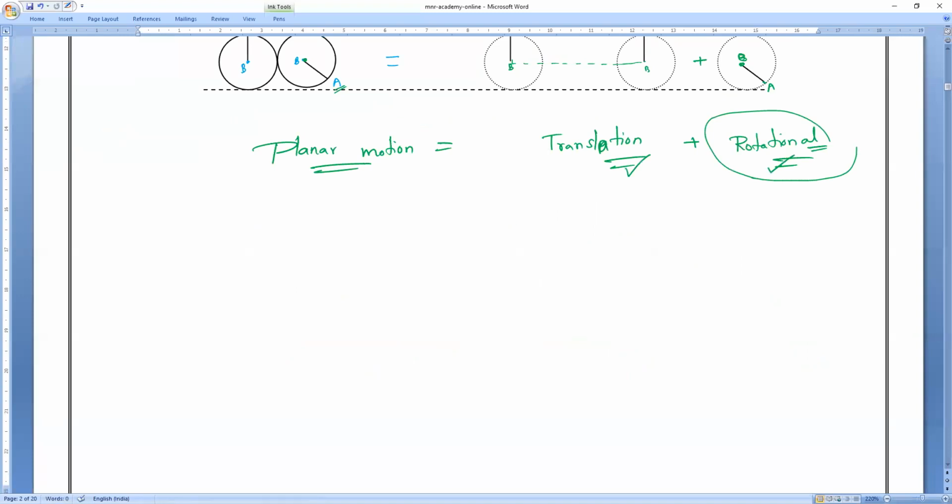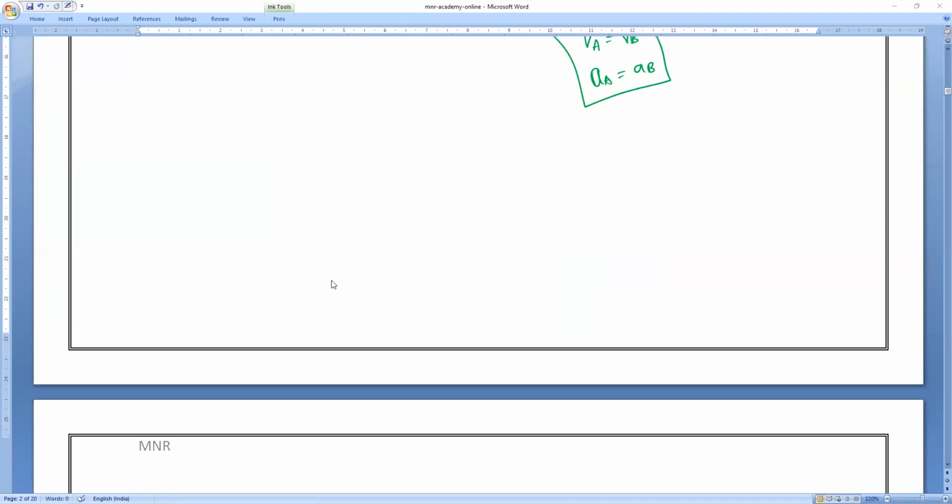Remember, whenever the body is traveling in translation motion, each particle has the same velocity and each particle has the same acceleration. So the acceleration of any particle in translation motion remains the same, and the velocity of any particle in translation motion remains the same. But what about rotational motion? Because rotational motion is the most important one for us. So let us talk about that, because this entire chapter is talking about rotational motion.